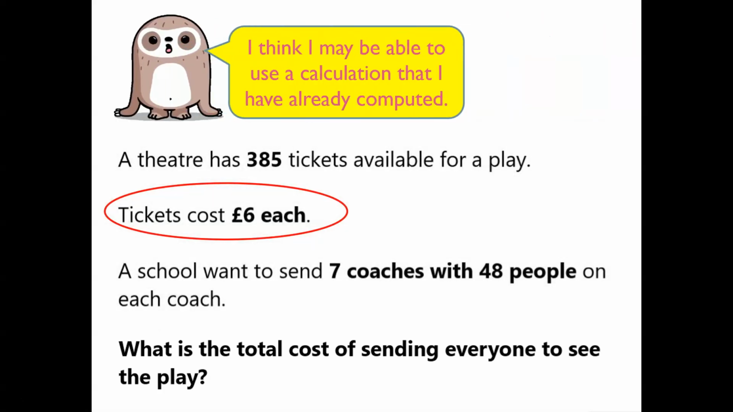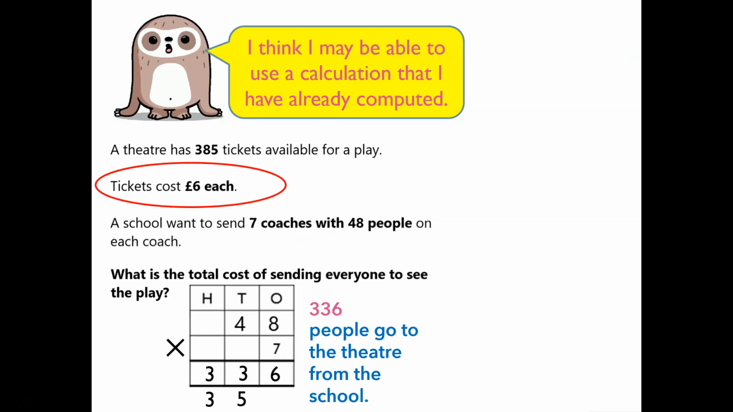Greg tells us, I think I may be able to use a calculation that I've already computed. Let's think about that. What do we know already? Well, we already know that 336 people are going to the theatre from the school. All we have to work out is the cost of sending them. What calculation is needed to work that out?